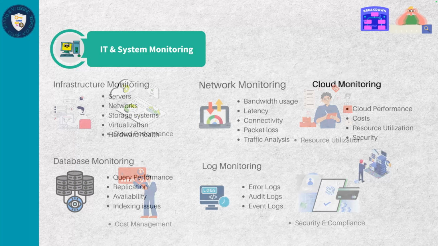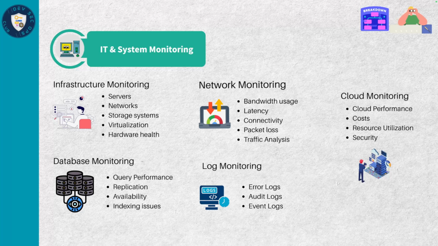For the final thought, this is the overall summary of what we have discussed so far. Each of these monitoring areas works together to keep IT systems reliable, secure, and efficient. By monitoring infrastructure, network, database, logs, and cloud environments, businesses can prevent failures, optimize performance, and improve security before issues arise. So it's very important. I have told you what you could monitor in IT system monitoring. Now that we have covered IT and system monitoring, let's move on to application monitoring next.